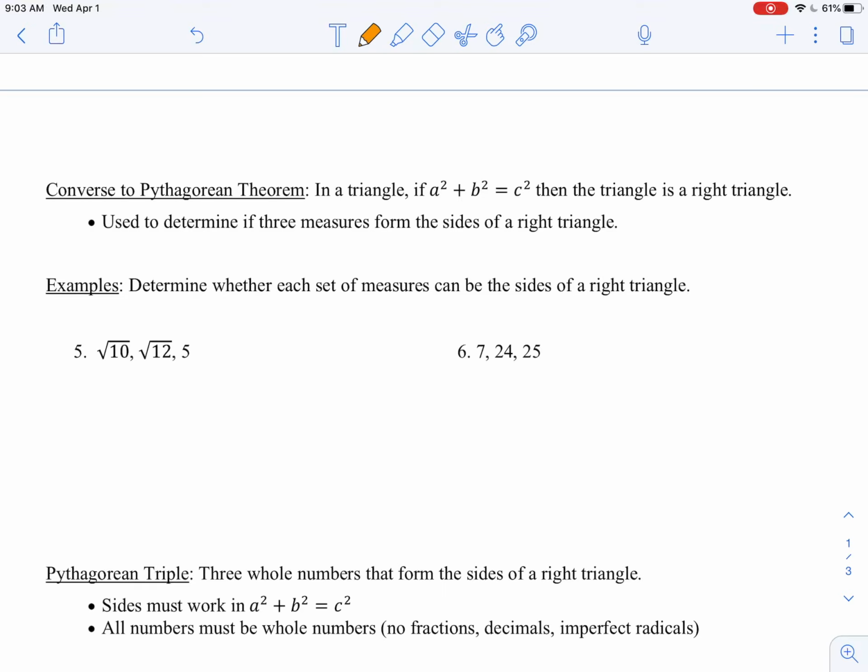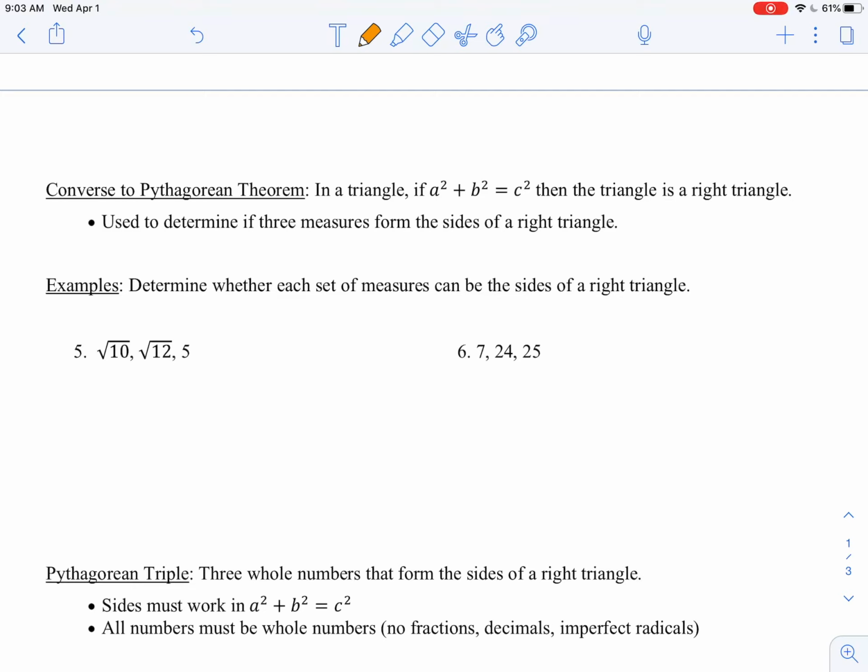plug the sides into Pythagorean theorem, so if I know all 3 side lengths and I can plug them into a squared plus b squared equals c squared, and I get a true statement, if a squared plus b squared does actually equal c squared, then I can say that triangle has to be a right triangle. If a squared plus b squared does not equal c squared, then I don't have a right triangle. So I can figure out whether or not a triangle is right using the 3 lengths of the sides. So we'll do exactly that in question 6 and 7.